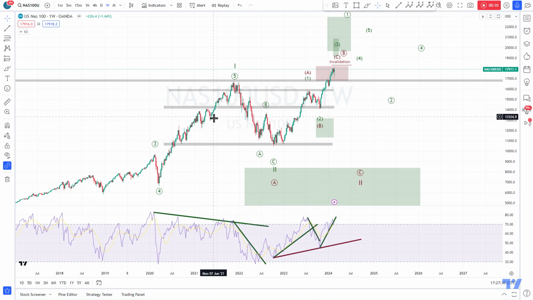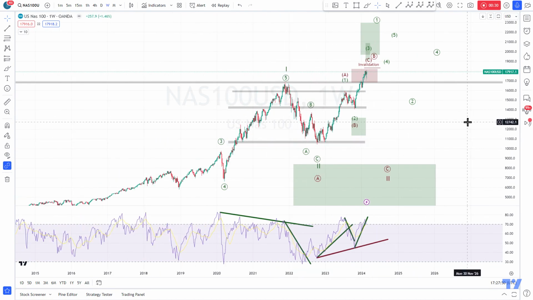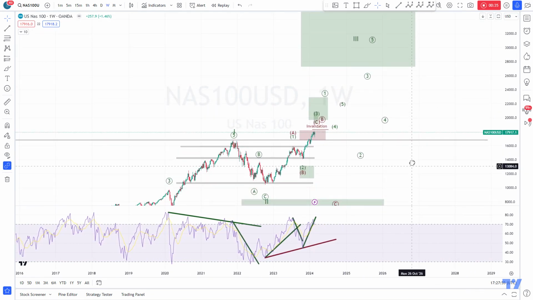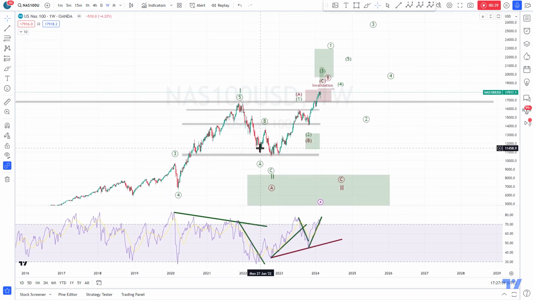So here we are looking at a weekly chart, and here we are considering two scenarios. The primary scenario is the bullish one and shows us that after doing a wave 1 here in the higher degree, we had a wave 2 pullback in the higher degree, and then from here we started this wave 3 in the higher degree. So this wave 3 should unfold as 5 waves.